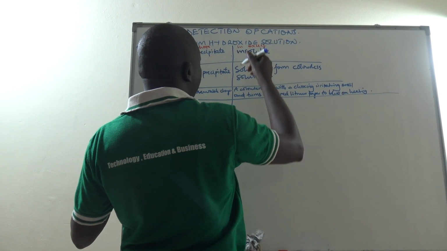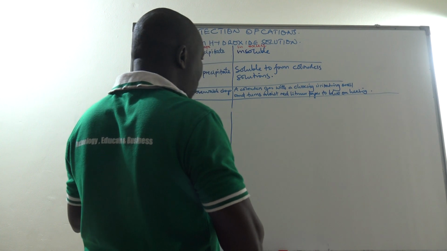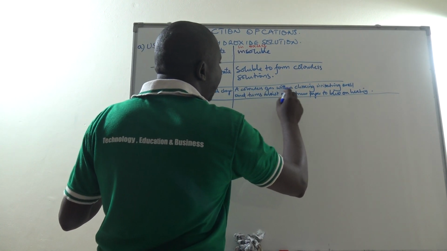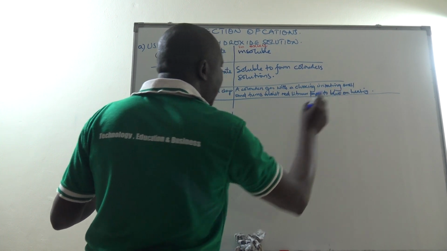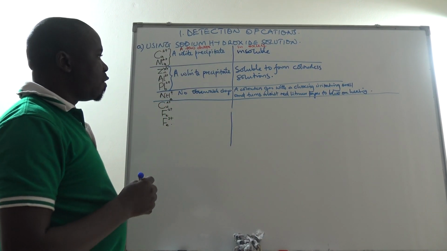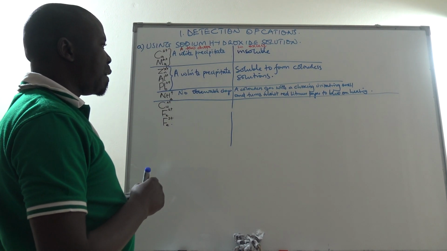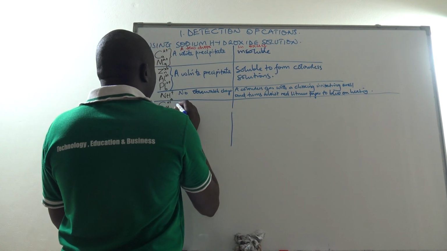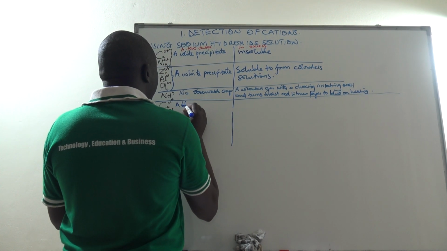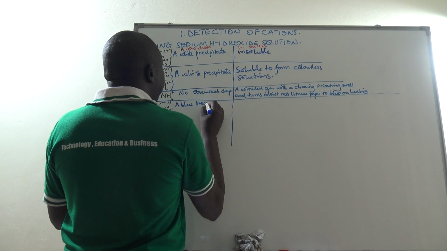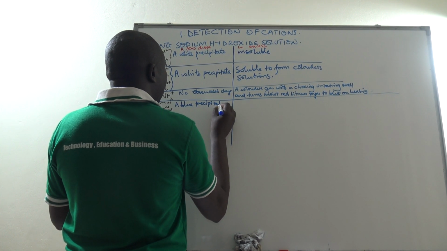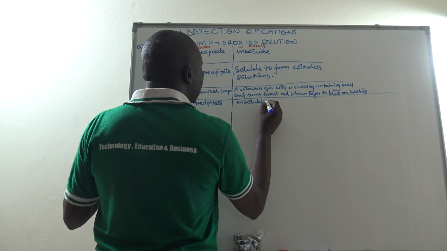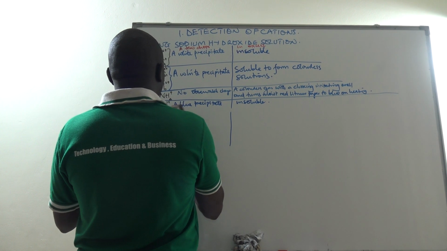In excess, there is also no observable change, but then on heating, we are able to get ammonia gas, and we have to present the ammonia gas as I've put down here, using the property of being able to turn moist red litmus paper to blue. And then copper 2 ion gives us a blue precipitate, and in excess it is insoluble. That is for copper 2 ion.